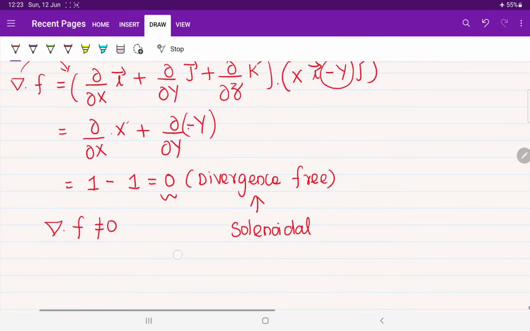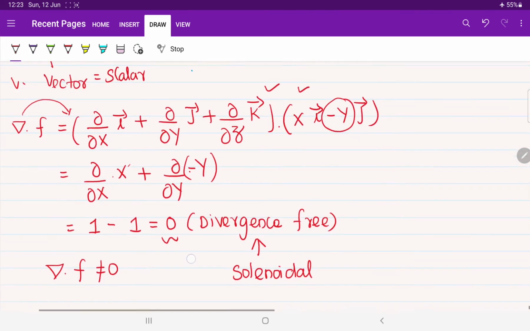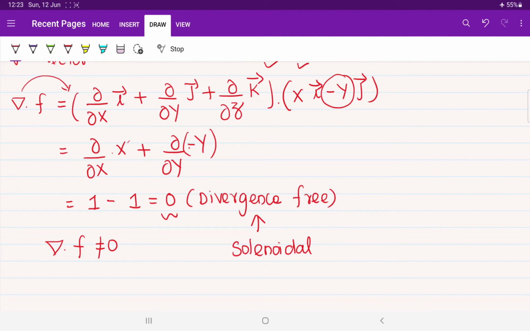So what we understood from this is, divergence of f should not be equal to 0, then only that function is said to be divergence. If the resultant value while calculating divergence of f is going to be 0, then that is called divergence free, or it is also called solenoidal. That is all about divergence. I hope you all understood.